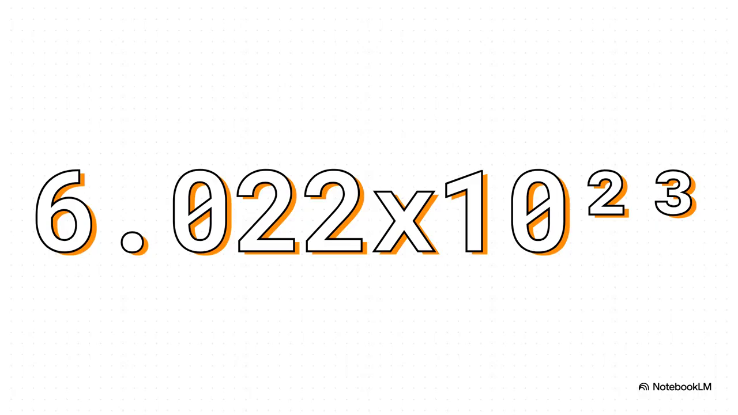And what a number it is. 6.022 times 10 to the 23rd. This is Avogadro's number, and it is so mind-bogglingly huge that if you had a mole of pennies, you could give every single person on Earth $1 trillion. This number is the heart of our entire toolkit.